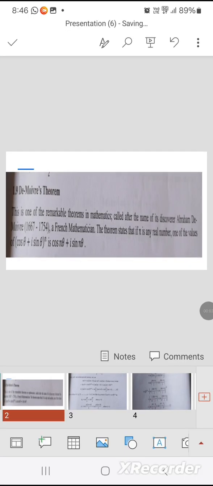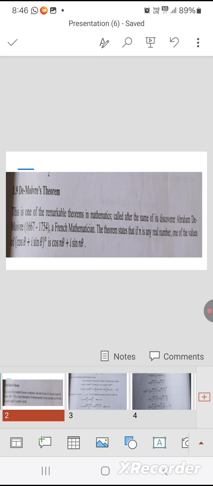Hello everyone. Today I am going to tell you some concepts. These are the concepts from B.Tech first year. Subject is Engineering Mathematics 2 and lesson is complex numbers. So first we will see De Moivre's theorem.